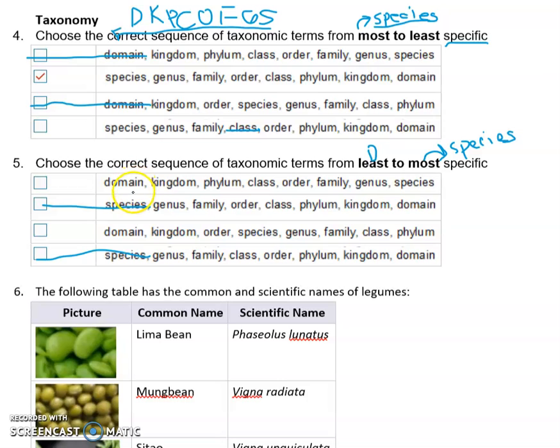And all I have left to do is see the correct order of my taxonomic levels going from domain all the way to species. So it goes domain, kingdom, phylum. Ooh, phylum, not order. It's not this one. Therefore, my answer is A.